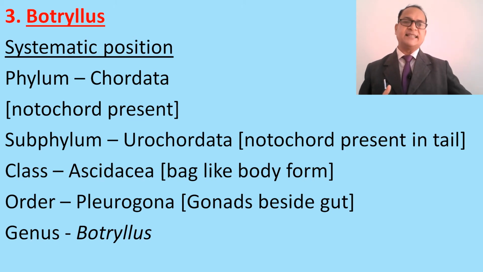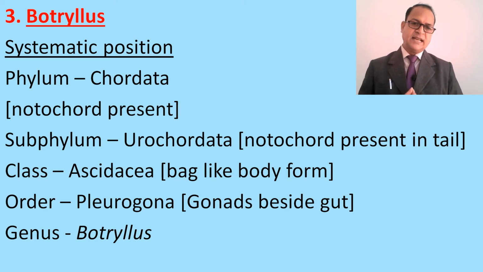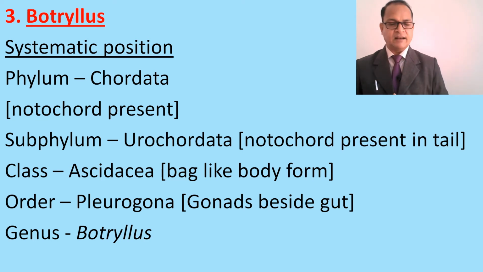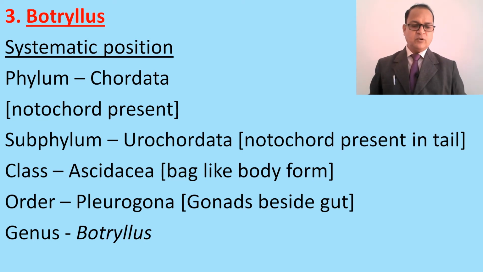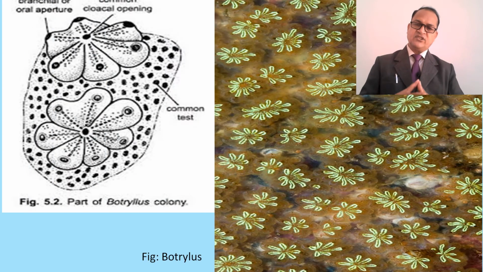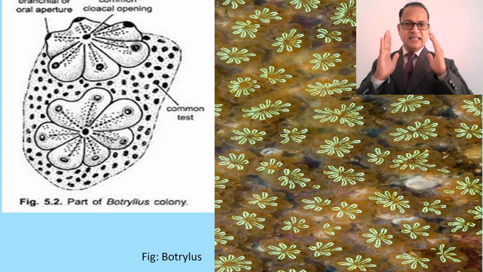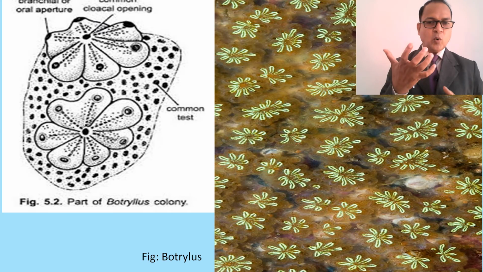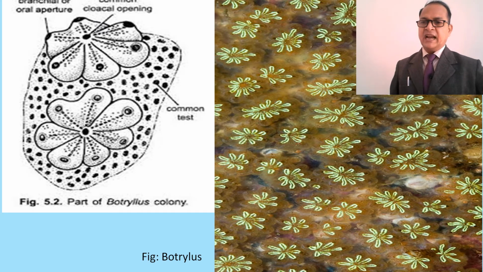Pleuro means beside, and gona means gonads. The gonads are located beside the intestinal loop. Genus Botrylus. Now this is the structure of Botrylus. So many Botrylus are seen inside the sea, on the seabed, and these are the parts of a Botrylus.